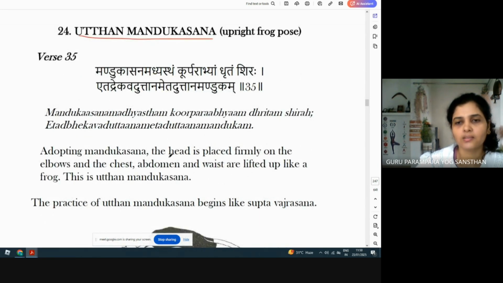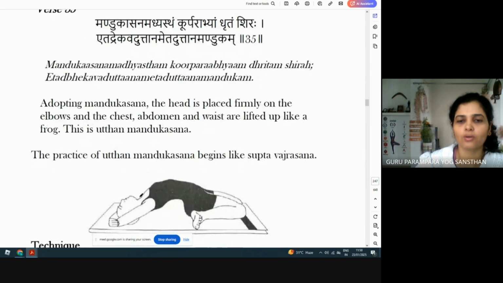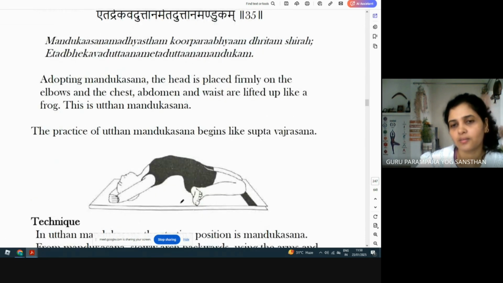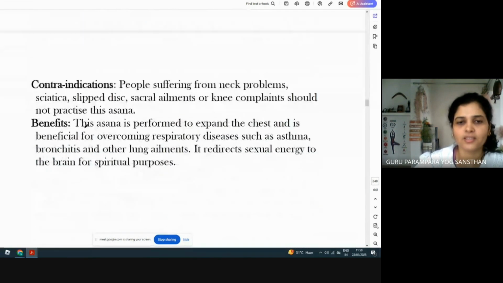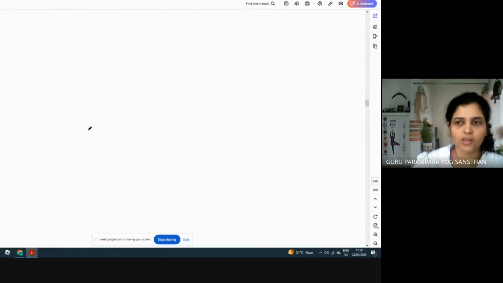Adopting Mandukasana, the head is placed firmly on the elbows and the chest, abdomen and waist are lifted up like a frog. This is Uttan Mandukasana, like that. In Matsya Asana, we do this posture. So this is added in your Vajrasana. So this becomes your Uttan Mandukasana here according to Gherand Samhita. No benefits, no specific questions from here.